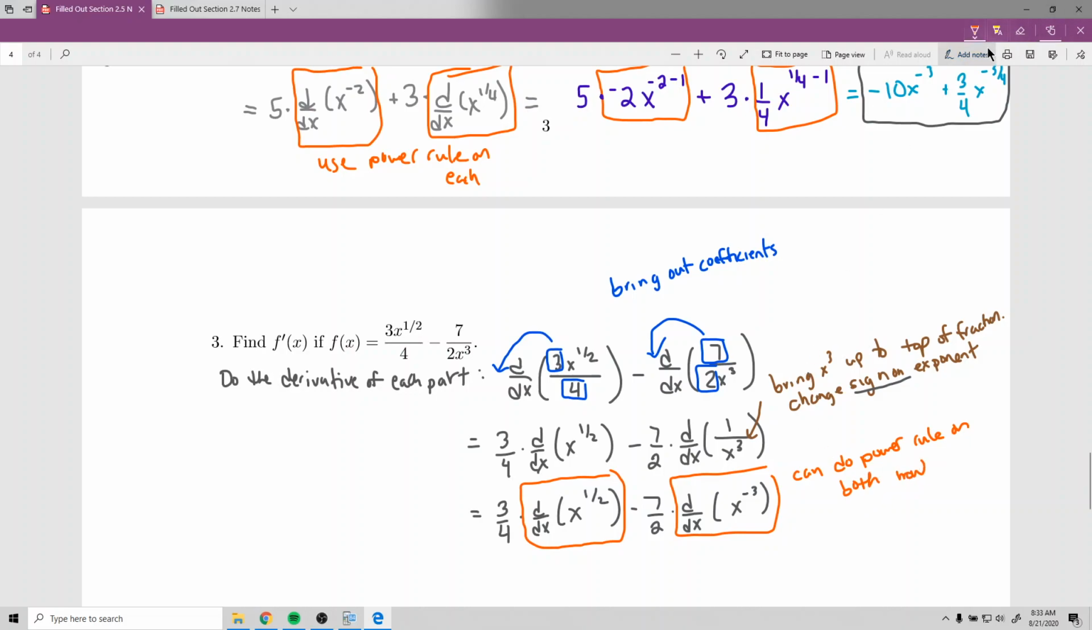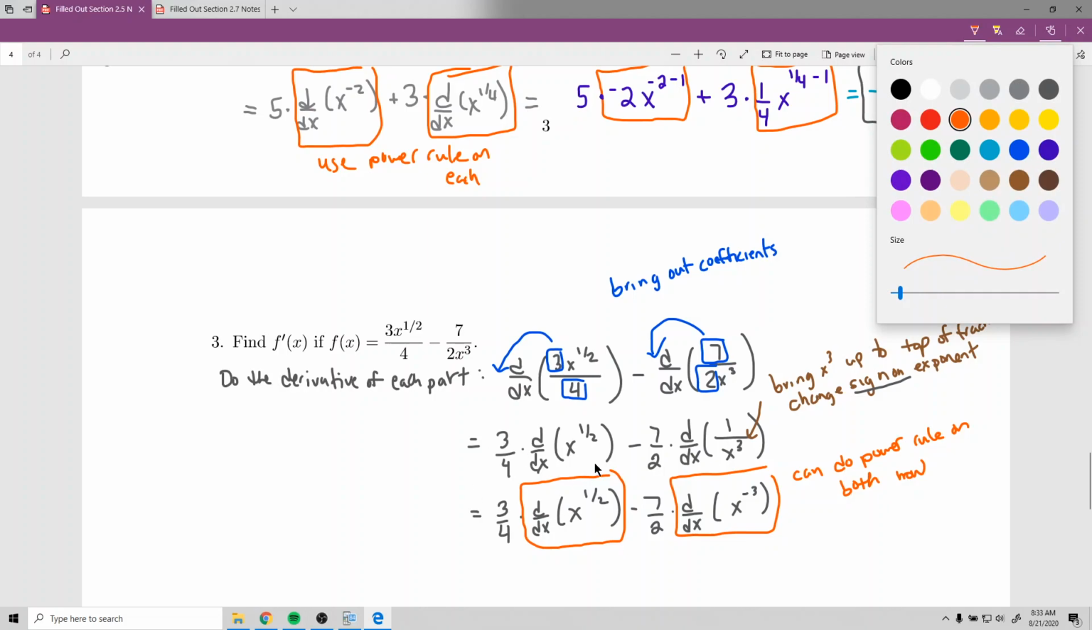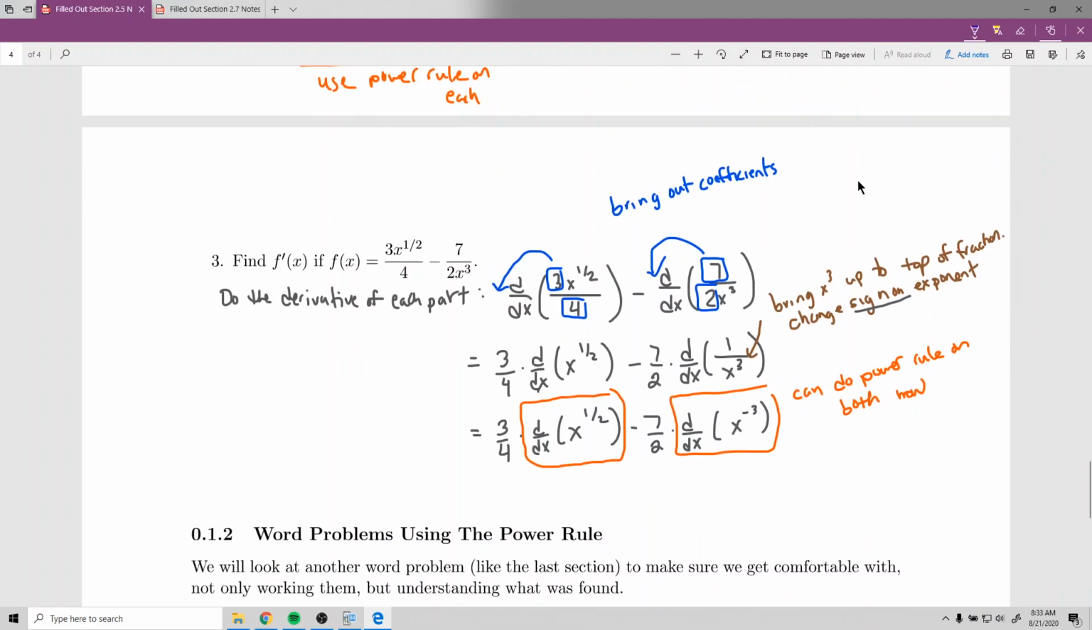Now, you don't need to wait to do both. Like I said, I could have done this one first and then done the second one after. But if possible, I prefer to do all the derivatives in one step. All right, so we can do the power rule now. The derivative of x to the 1/2, we bring the 1/2 down, we get x, and then we subtract 1. So we got -7 over 2 times, bring the power of -3 down, we got times -3. And then we got x to the -3 minus 1 power.